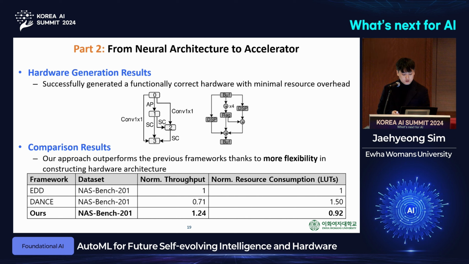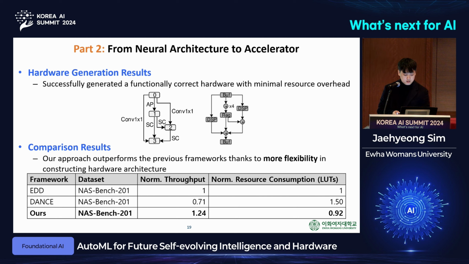And the first one shows the hardware generation results. This is an example of a successful generation of hardware from the neural architecture. So at the left side, we have a neural architecture. We have skip connection, 1x1 convolution, and average pooling. And correspondingly, we have the hardware architecture at the right side. We confirmed that this hardware architecture is functionally correct with minimum resource overhead.